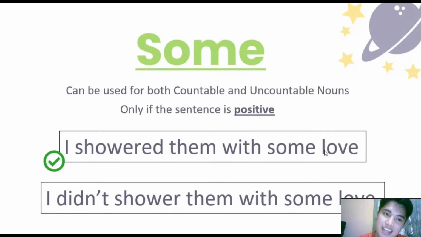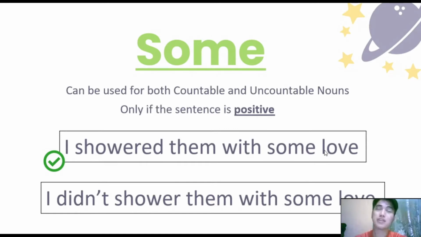Now I have here two sentences and I want you to figure out which one is correct. I showered them with some love, or I didn't shower them with some love. Let's see if you're correct. You are right. Gian is right. The second sentence is negative because of the word didn't. We cannot use the quantifier some in this case. Thank you very much, Gian.